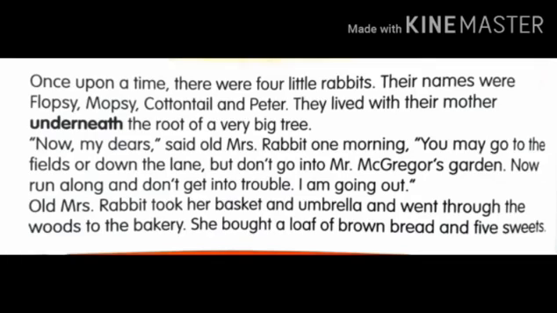Now see page number 70. Once upon a time, there were four little rabbits. Their names were Flopsy, Mopsy, Cottontail, and Peter. They lived with their mother underneath the root of a very big tree. Who are the characters here? There are four little rabbits and also their mother. So totally, how many characters? There are five characters. And where do they live?